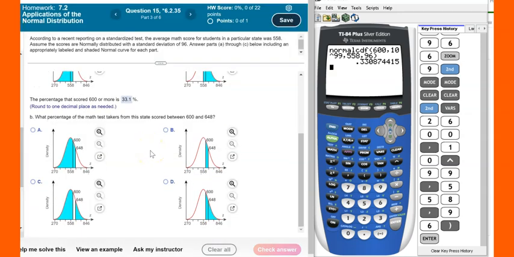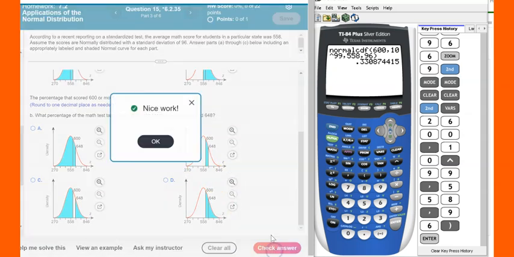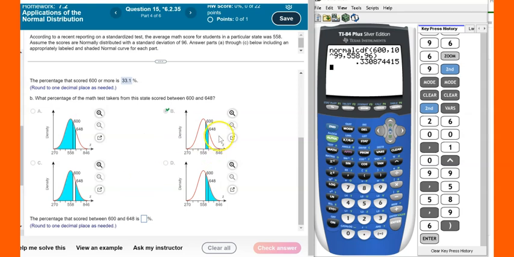Do the same thing for the other one. What percentage of the math test takers from the state score between 600 and 648? Therefore, you're looking for the area between 600 and 648, and obviously this is the correct area. You see that this point is 600, this point is 648. Okay, check the answer. Now you find this area, that means the area between these two scores, 600 and 648.